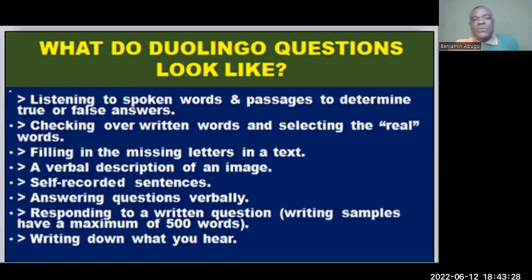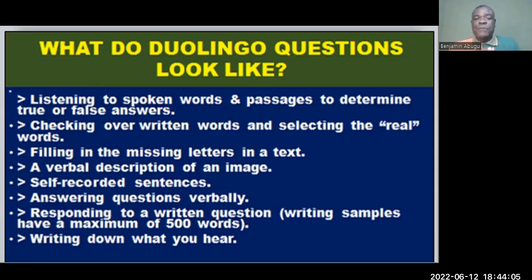Now, what do Duolingo questions look like? You need to understand, as I earlier mentioned, that it is adaptive in nature. And of course, that makes it difficult to predict exactly what the question types will be. You can't predict the ones to expect. But there are some frequently occurring questions that we can look at, that you can expect to come out.